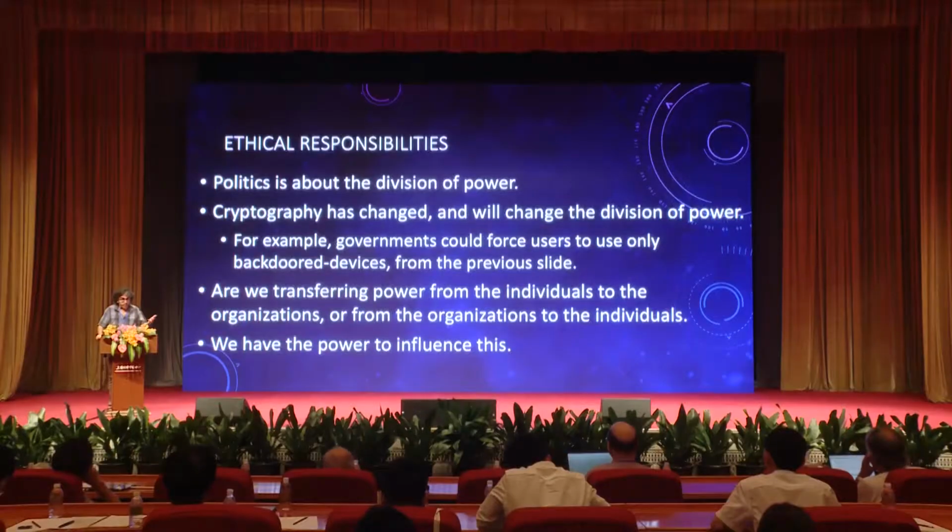So in general, politics is about the division of power, right? And cryptography has changed and will change the division of power. And these days, for example, end-to-end encryption is a common practice. And it means that individuals can keep their information private even against extremely powerful entities. So we should ask ourselves, in our work, are we transferring power from organizations or governments to the individuals, or are we moving power the other way, from individuals to these governments? And at least be aware that we are not neutral regarding these questions, right? We have power and we're using it one way or the other. And we can choose what we do and where we work, etc.